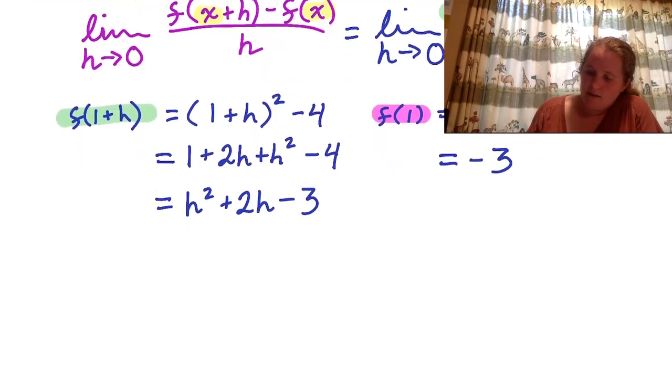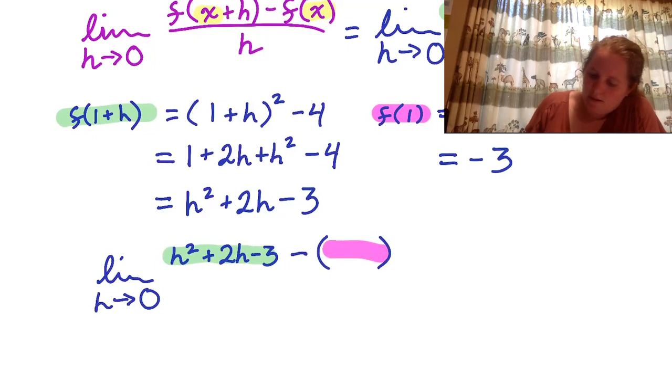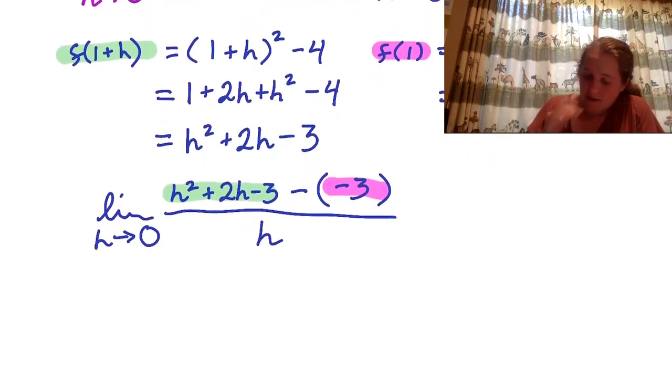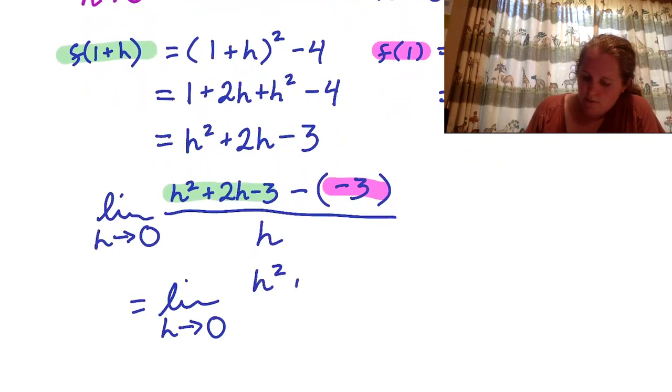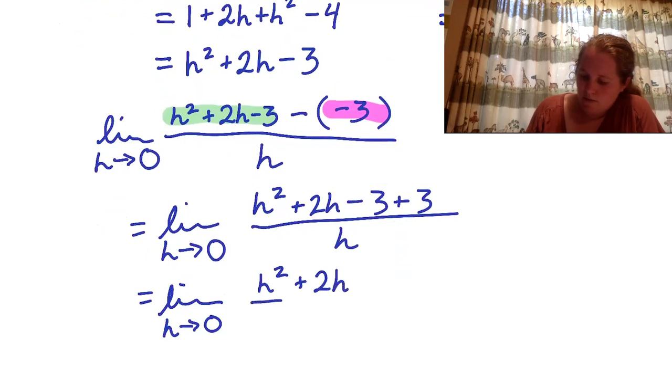So now if we put these back in our difference quotient and our limit, we are looking at the limit as h goes to 0 of, in green, h squared plus 2h minus 3, and then we will subtract off our pink -3. Then on the bottom we have h. This becomes the limit as h goes to 0 of h squared plus 2h minus 3 plus 3 over h, or the limit as h goes to 0 of h squared plus 2h over h.